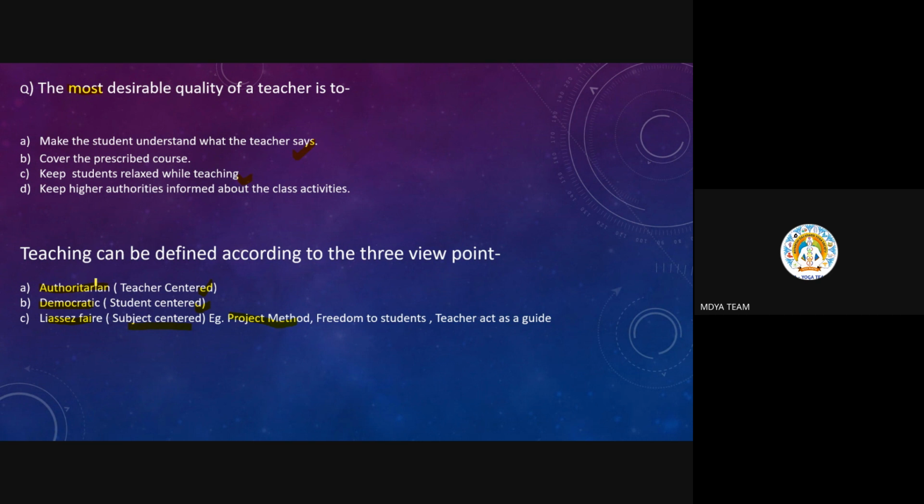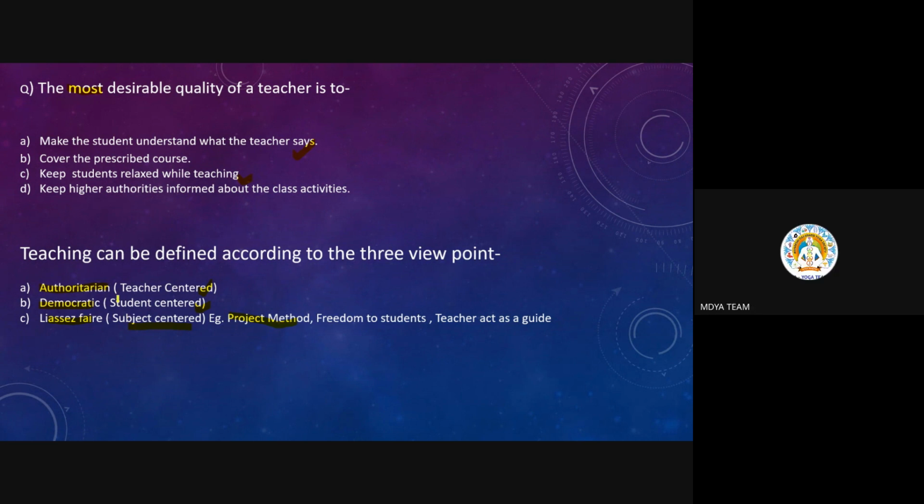The democratic is learner centered. The learners are very actively participating in the class and they are discussing the things. Examples are brainstorming and group discussions. Clear? This is just another name. They can ask you by this name also. Clear? Any doubt?